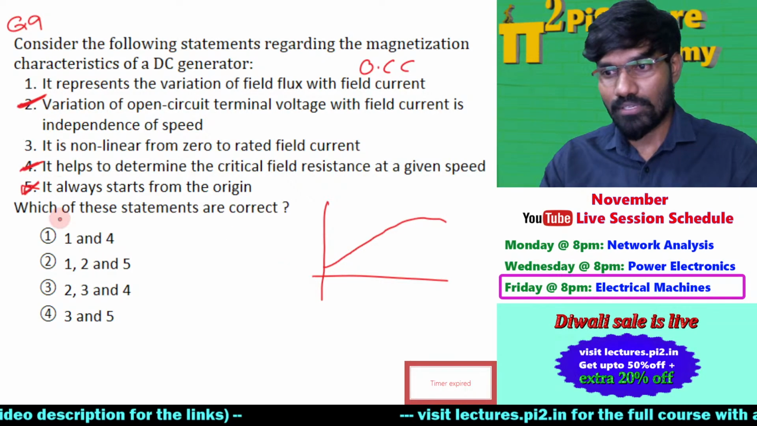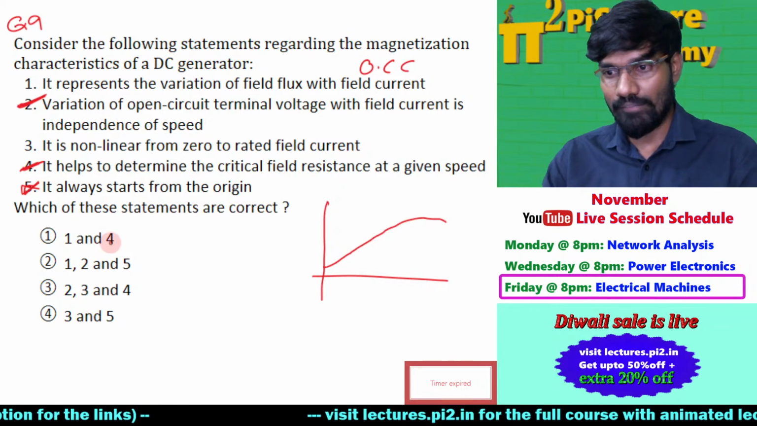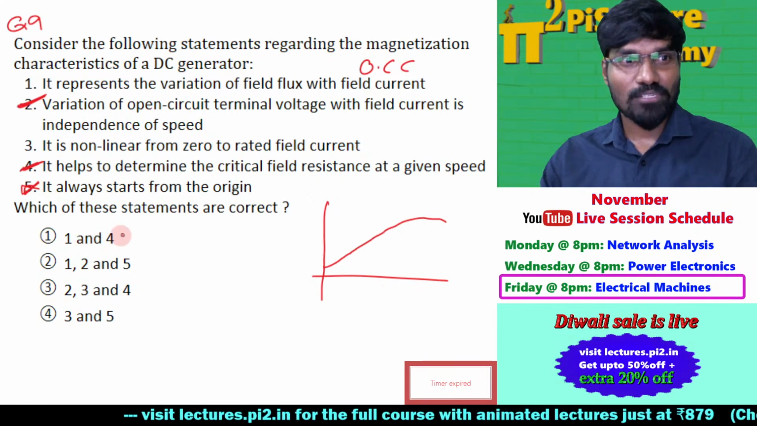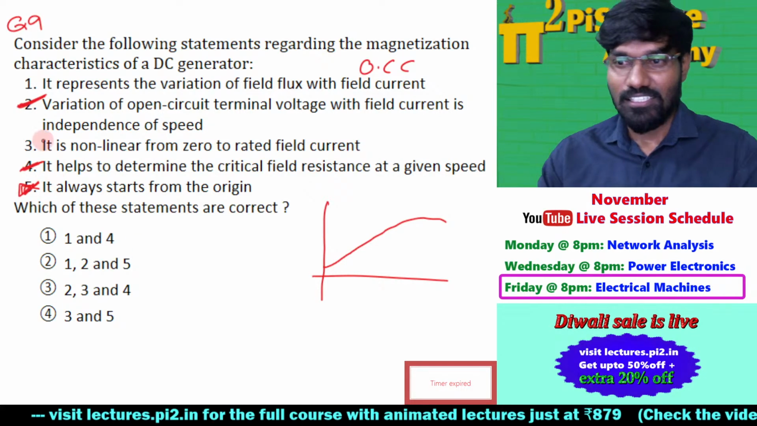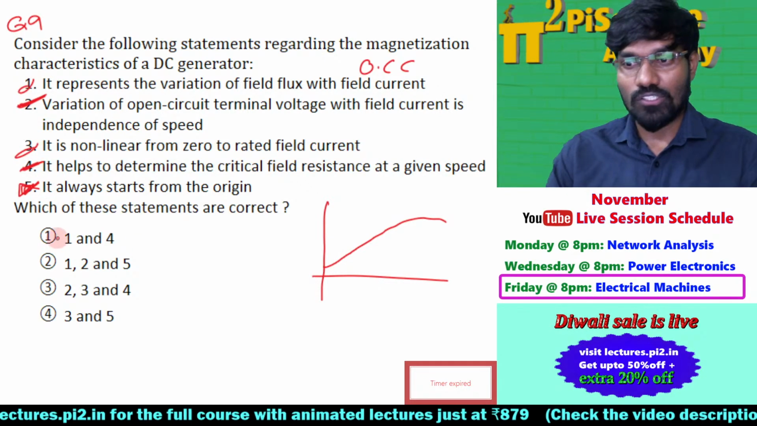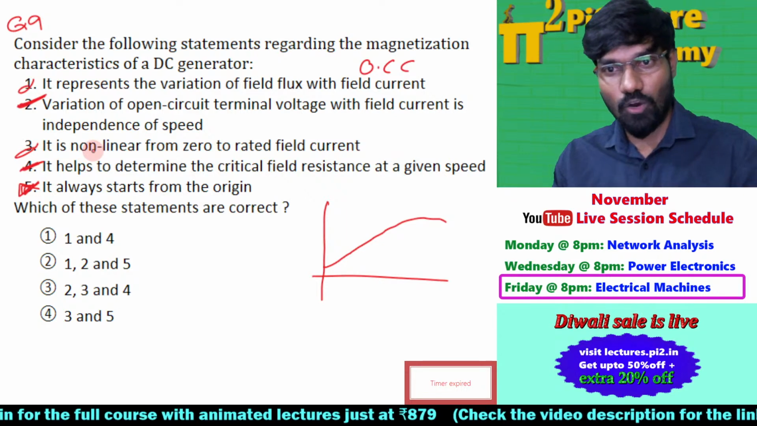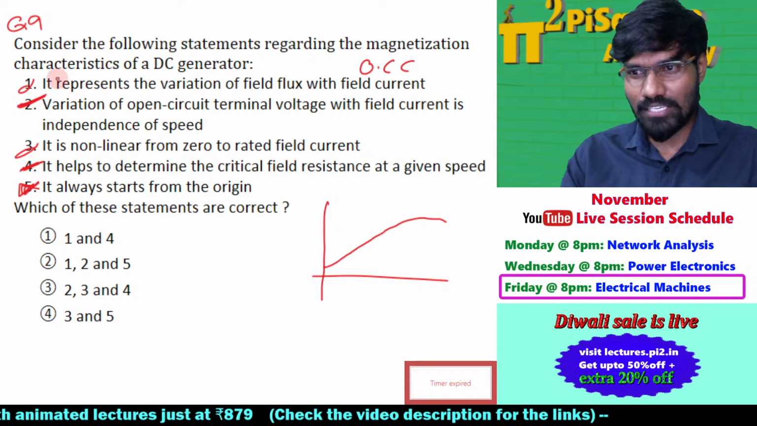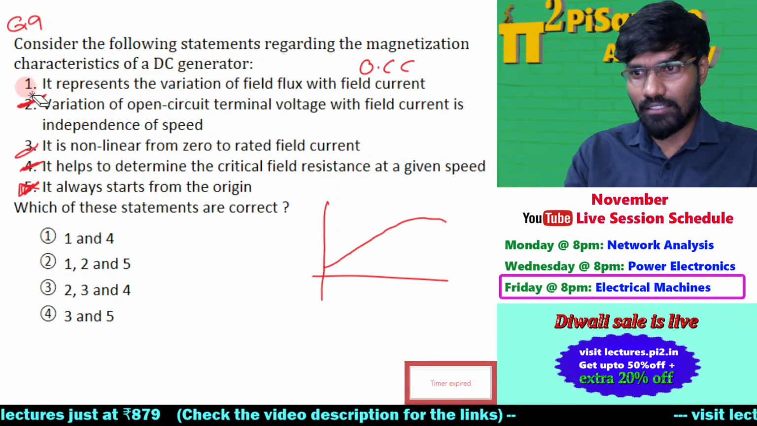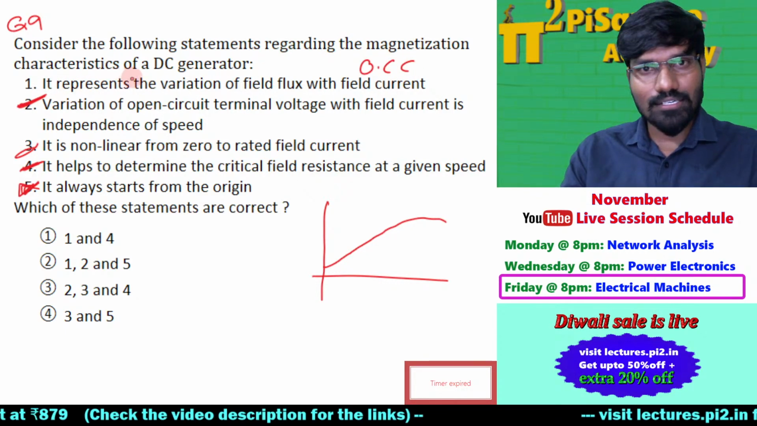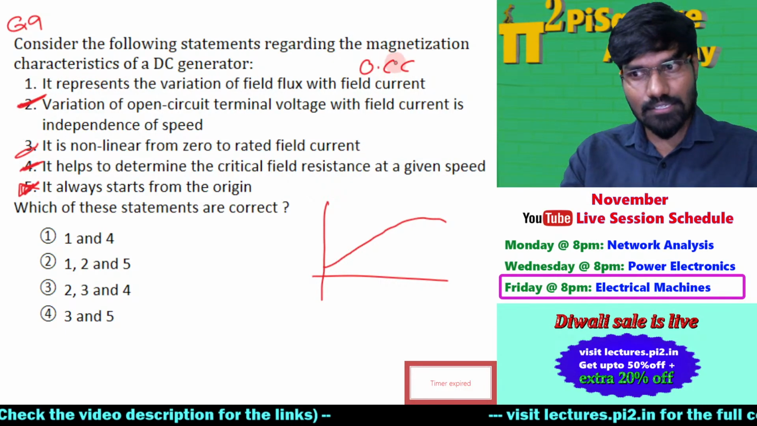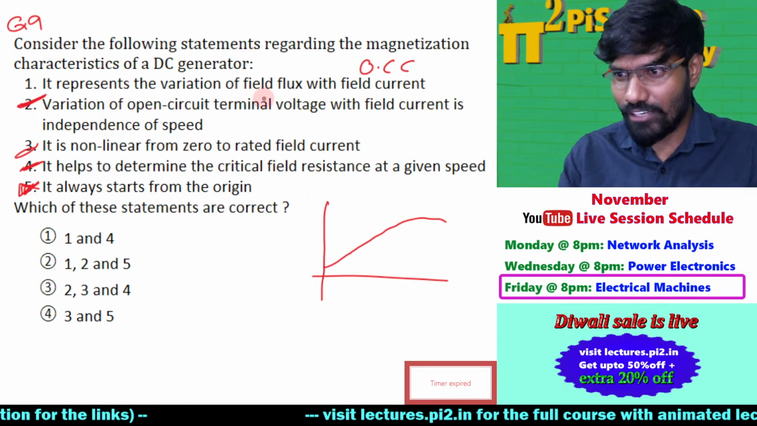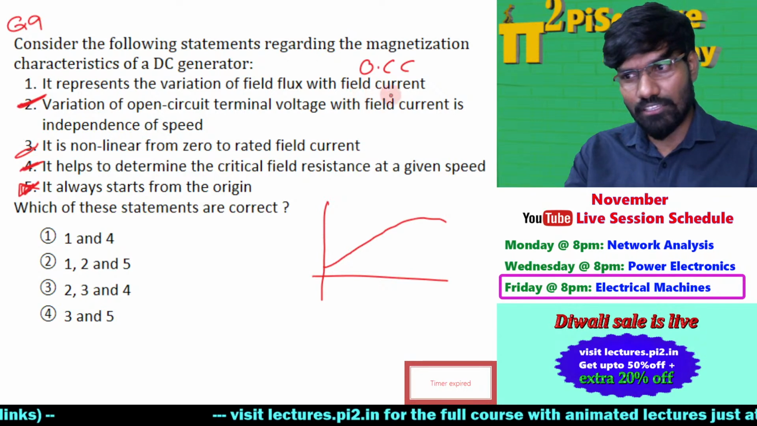So the answer is, it represents 2 and 4, but we don't have that option 2 and 4. Yeah, what can we do? 2 and 4 must have been there, but it's not there. Okay, but yeah, this is wrong, this is wrong, this is wrong, this is the correct one. Okay, 1 and 4, how come 1 is correct, guys? People are saying 1, how come 1 is correct? Magnetization characteristics or open circuit characteristics, they are, oh yeah, field flux with the field current.